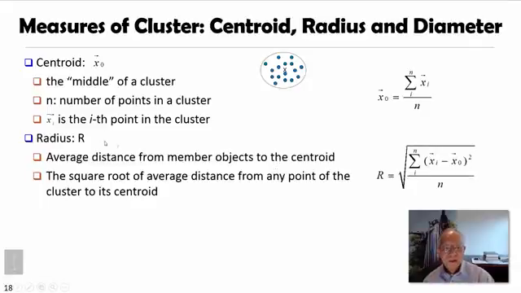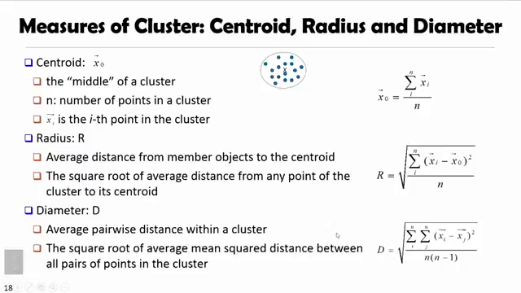Then the radius is the average distance from the member objects to the centroid. For every point, you take the difference with the centroid, then take the sum of their squared distances, divide by the number of points in the cluster, and take the square root. So it is essentially the square root of the average squared distance from any point of the cluster to its centroid.